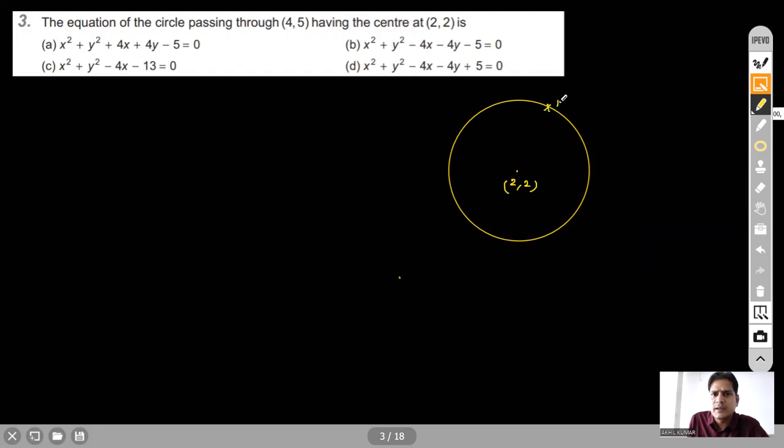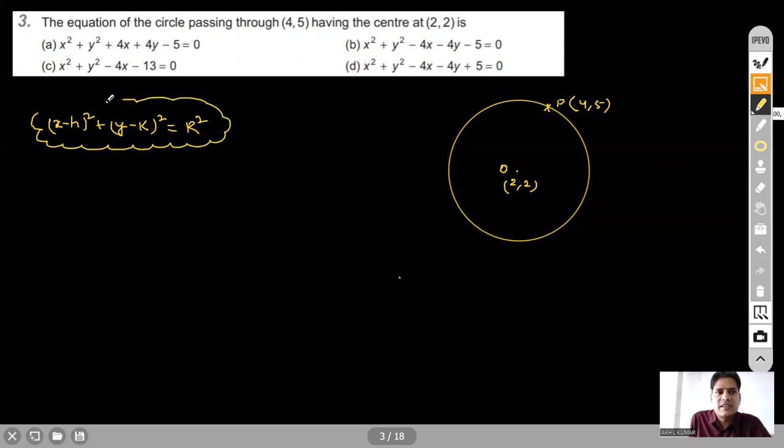So let me consider this point as P. The coordinates of P are (4, 5). And let me represent the center as O. The center is (2, 2). Now, if we know the center of a circle and the radius of the circle, we can write the equation of that circle as (x minus h) whole square plus (y minus k) whole square is equal to r square. We generally use this equation if we know the center and radius of the circle. So here we know the center of the circle, (2, 2).